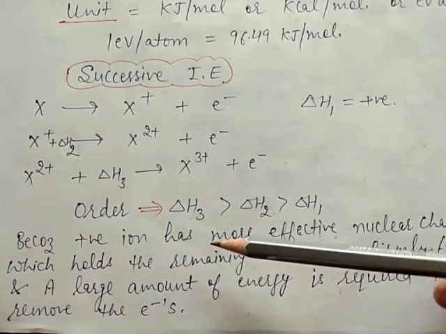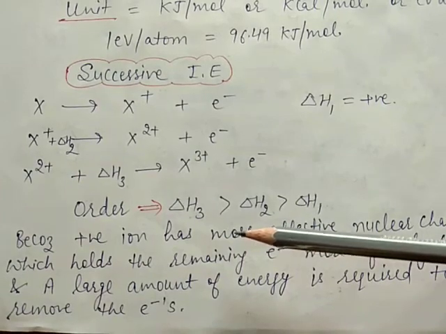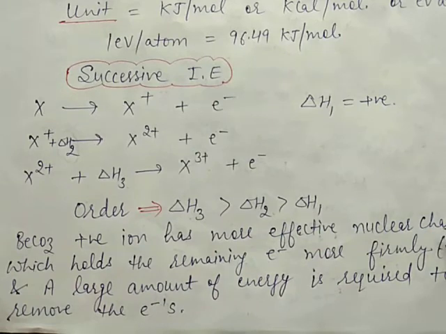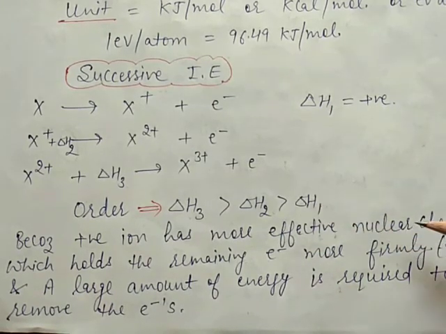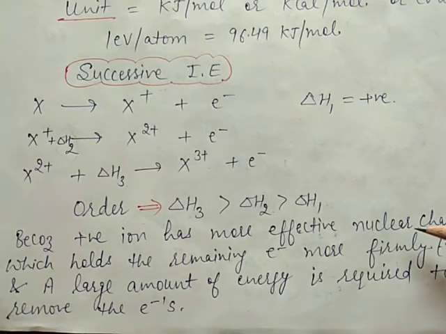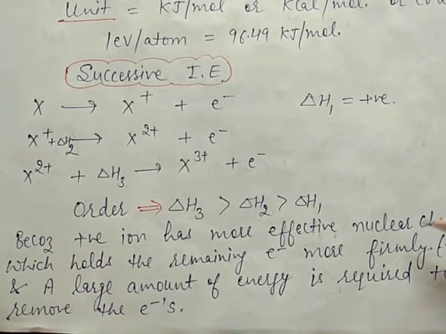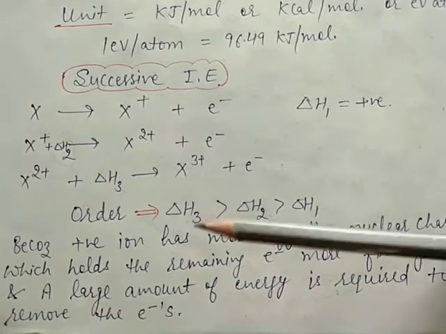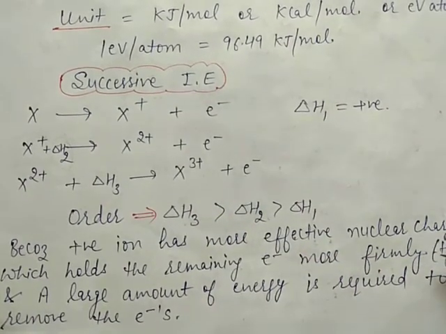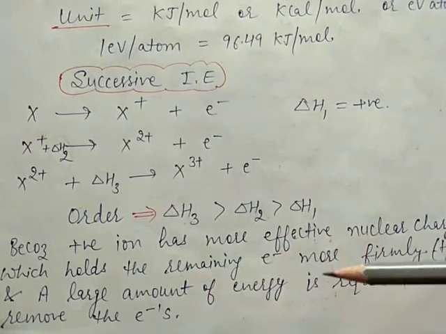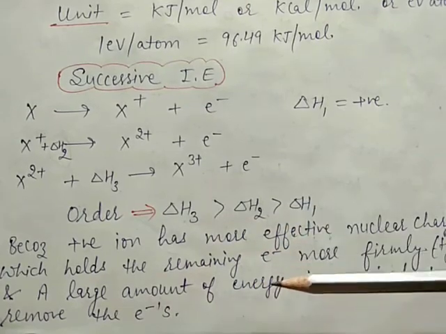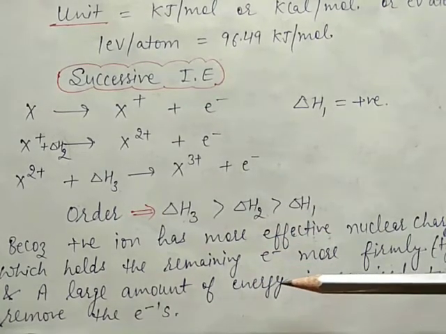The most important reason is this: positive ions have more effective nuclear charge. Effective nuclear charge means protons' charge, which holds the remaining electrons more tightly. So a large amount of energy is required to remove the electrons. So its ionization energy is higher.